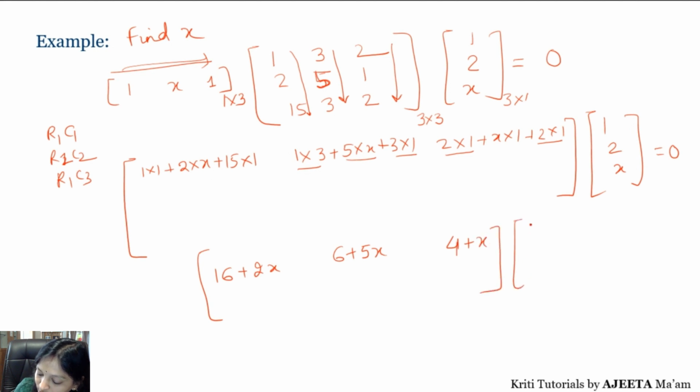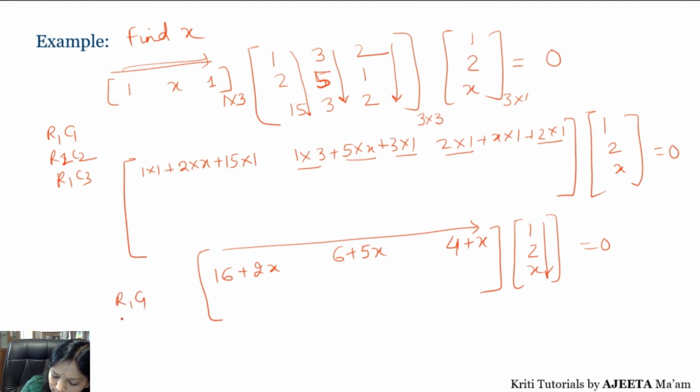Correct? Now let's multiply it with 1, 2, x. Now this is again one row and this is again one column. So only one step, R1 C1. Okay, that is what we have to do. So we will get a single 1 by 1 order again, like the previous example we took, the same example we have here. Now let's do it. Now 16 plus 2x will be multiplied with 1. So we'll get 16 plus 2x.